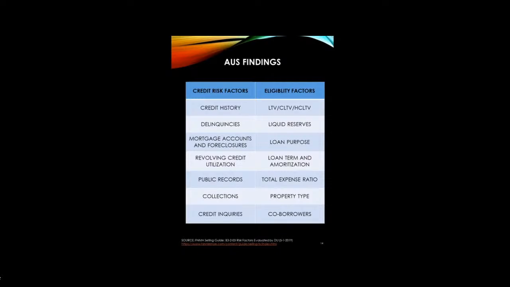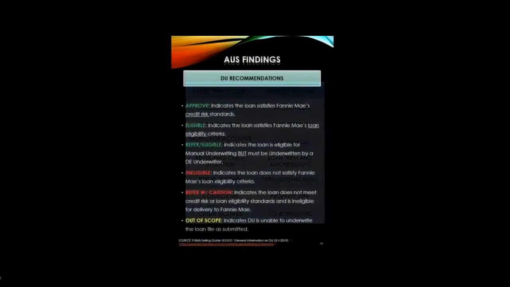Your total expense ratios, that comes into your debt to income ratio. Your property type, are you refinancing a unique property? Are you refinancing a commercial loan on a conventional? Is that allowed? Is that not allowed? And co-borrowers, who is this co-borrower? Is the co-borrower really living there? Is the co-borrower a family member? Are the co-borrowers husband and wife, friends, partners? Those all come into play when they do eligibility factors.